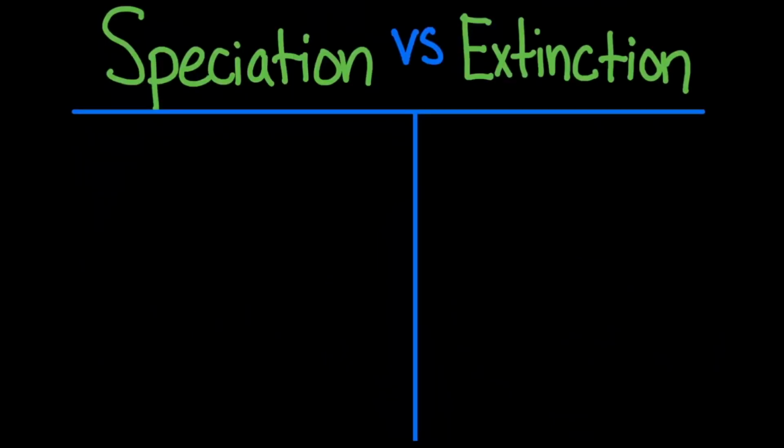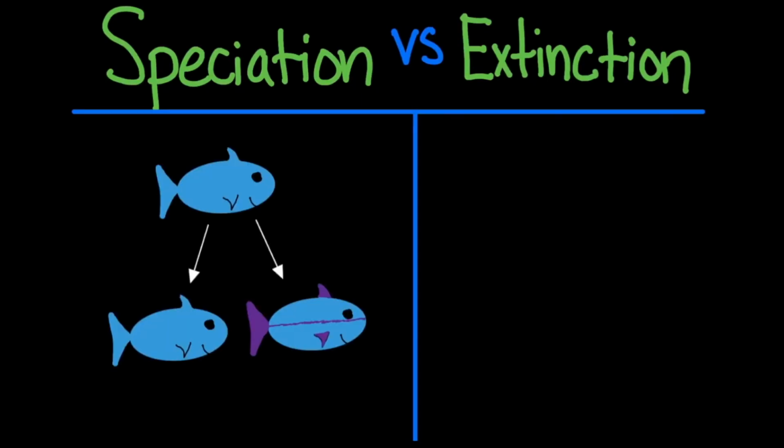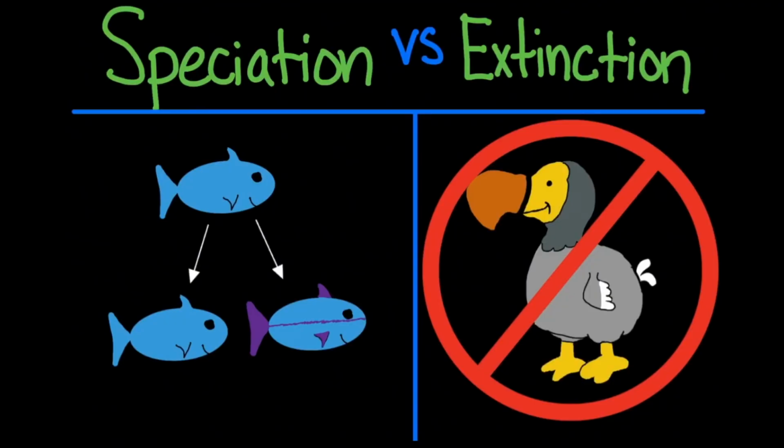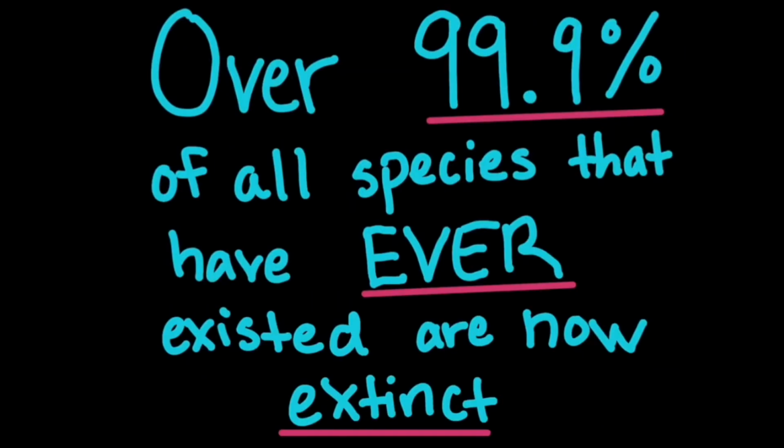So let's talk about the difference between speciation and extinction. The fossil record shows that species have appeared and disappeared throughout time. Speciation occurs when a new species evolves from an ancestral species. Extinction occurs when a species is completely wiped out. For example, extinct species include dodo birds, megalodon, and the T-Rex. Over 99% of all species that have ever lived are now extinct.